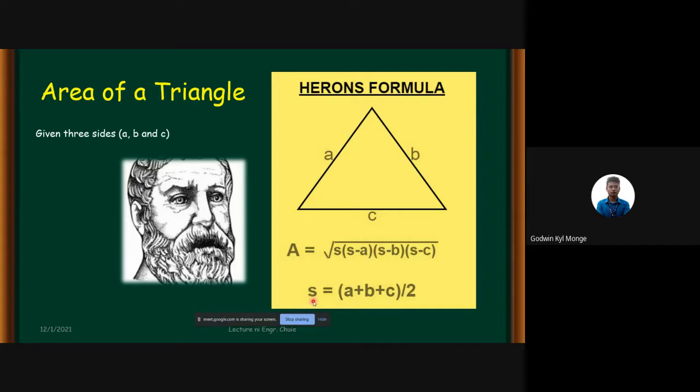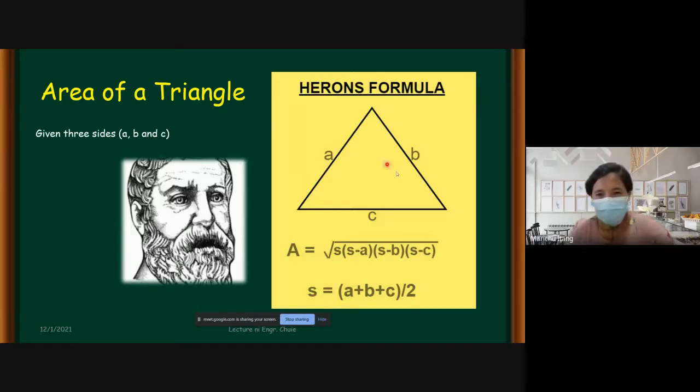S is the equivalent of A plus B plus C all over 2. What is A plus B plus C? Their sides, ma'am. What is A plus B plus C? That is the perimeter of the triangle. So what is the formula for the perimeter of the triangle? That is equivalent to the sum of the lengths of the sides.